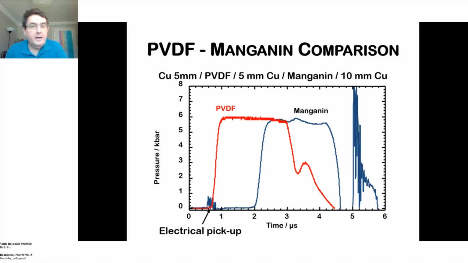The manganin gauge is an embedded gauge. The rise time is 200 nanoseconds. You'll see a rise at 2 microseconds from 0 up to around 6 gigapascals, 60 kilobars. It's very similar, not a problem there.